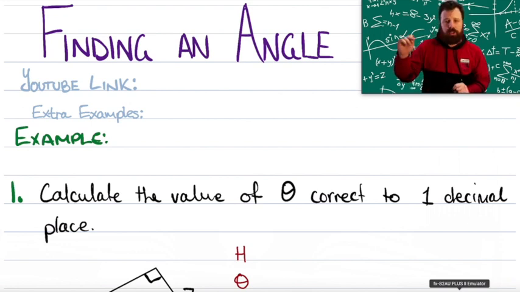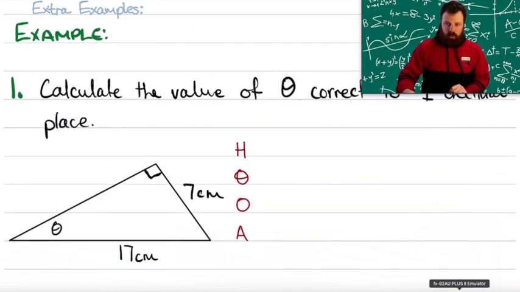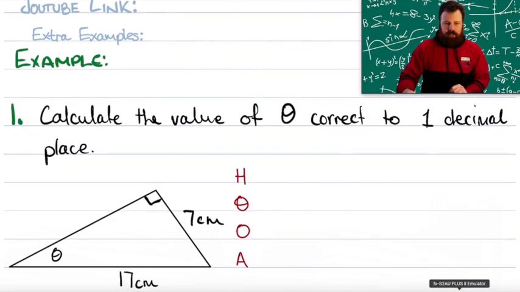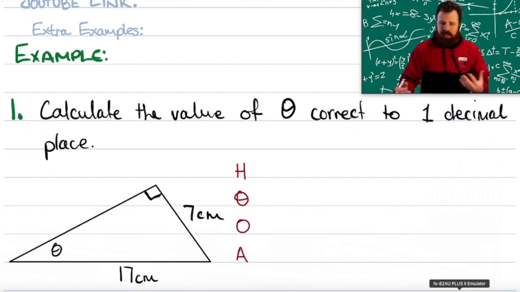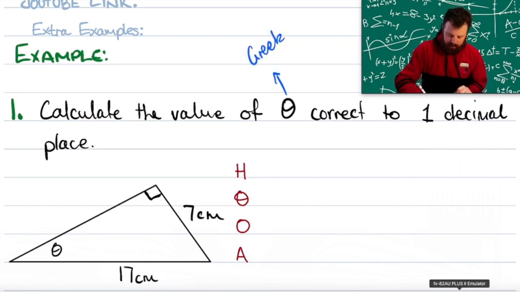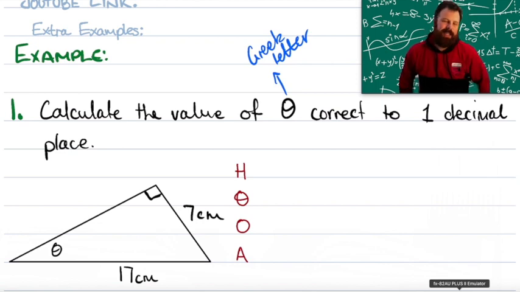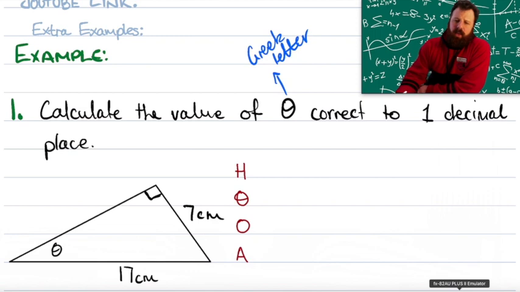So we're just going to jump straight into an example and explain how that is going to work. Our example says calculate the value of theta, and remember that theta is just a Greek letter, and we use it to represent unknown angles. All right, so calculate the value of theta correct to one decimal place.